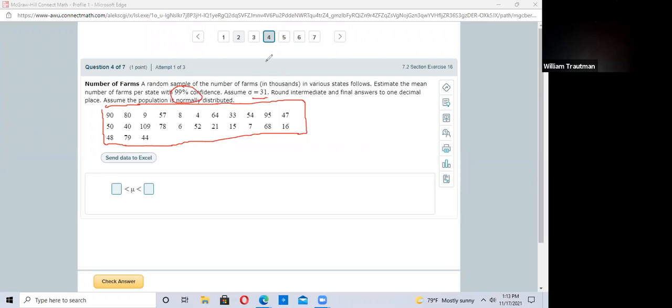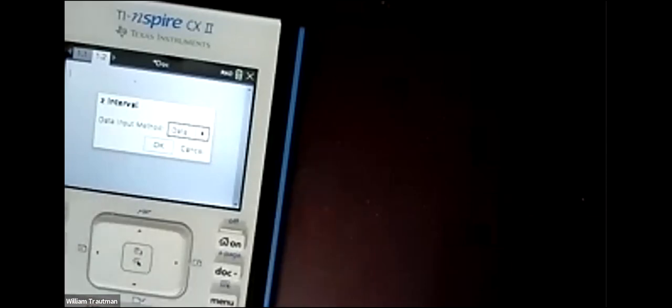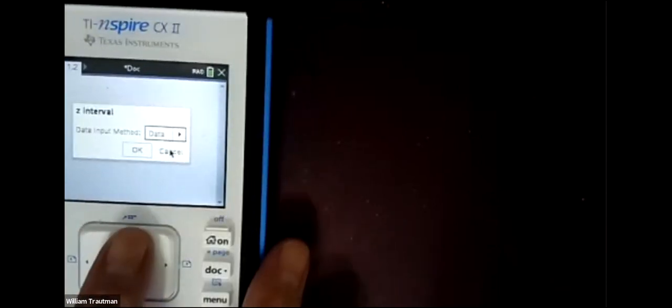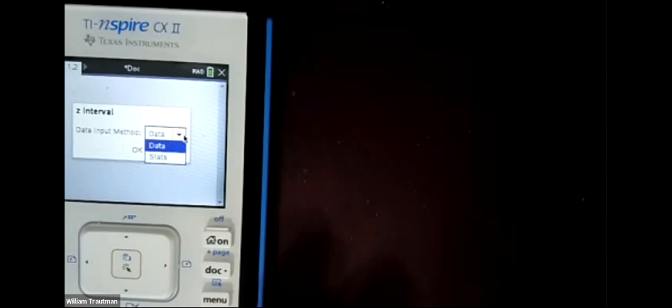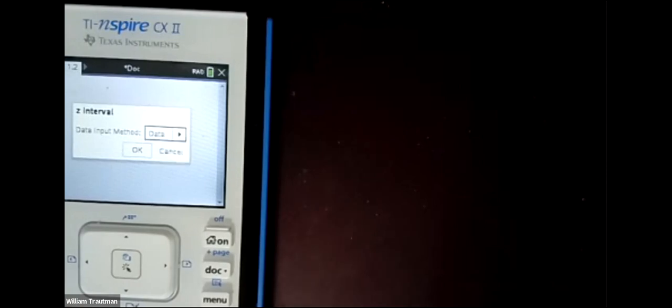There's my standard deviation. I have to go to a new page. I have to create a calculator page, Control-Doc, calculator page. And then I'm going to go to Menu 6, 6, 1. But this time you have to change data. Oh no, you keep it as data. You don't want it on stats. Anytime you have a list, you keep it on data. So I'm just going to hit enter and keep it on data.